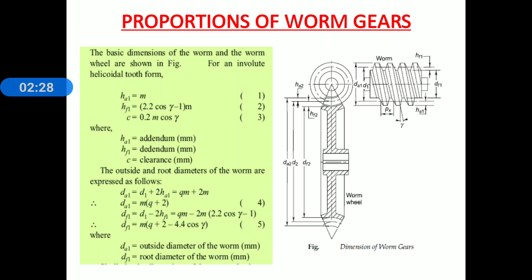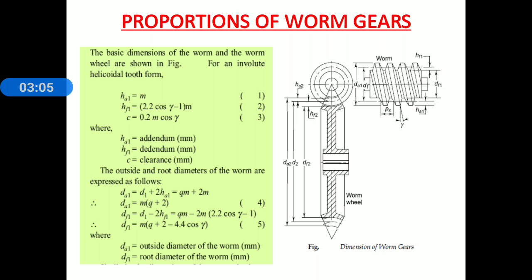Now let me find out the dimensions one by one. First of all, we find out the dimensions of worm. For an involute helicoid tooth profile, HA1, that is addendum of worm, is equal to module. Consider equation 1. HF1, dedendum of worm, is equal to bracket 2.2 cos gamma minus 1, bracket complete, into module. Consider equation 2. Using this expression, we get the value of dedendum of worm.